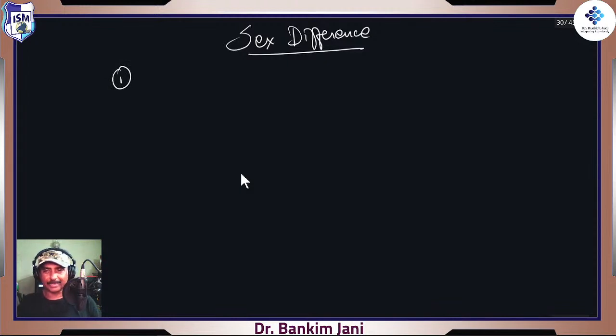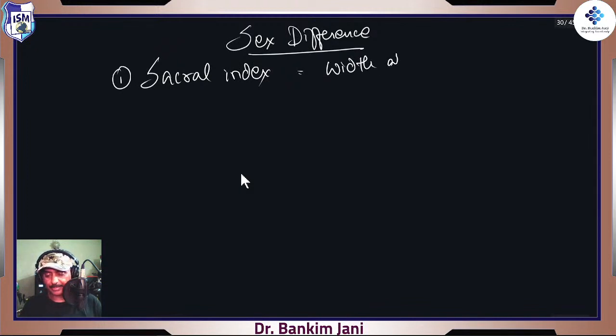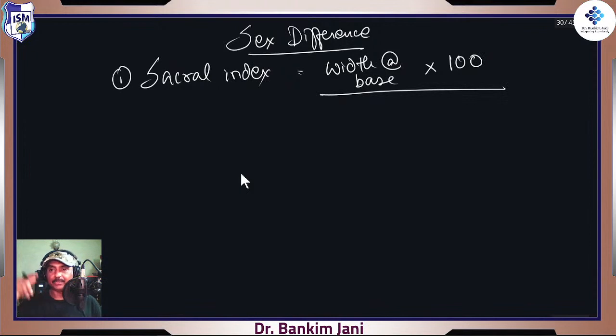Because as such you have learnt most of the things. Say this is like sacral index, right? Sacral index. So how to calculate it? It is the breadth across the base, the maximum width, or you can say breadth or the width at base, multiplied by 100 and divided by length from promontory to apex, the length that is from above to below, right?